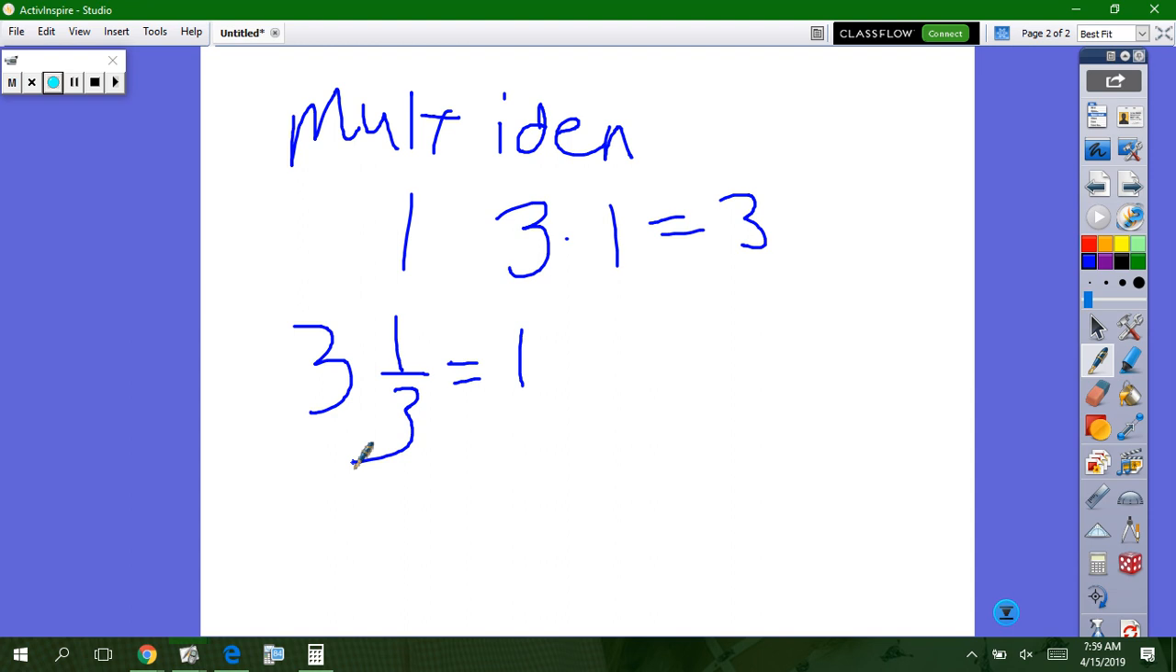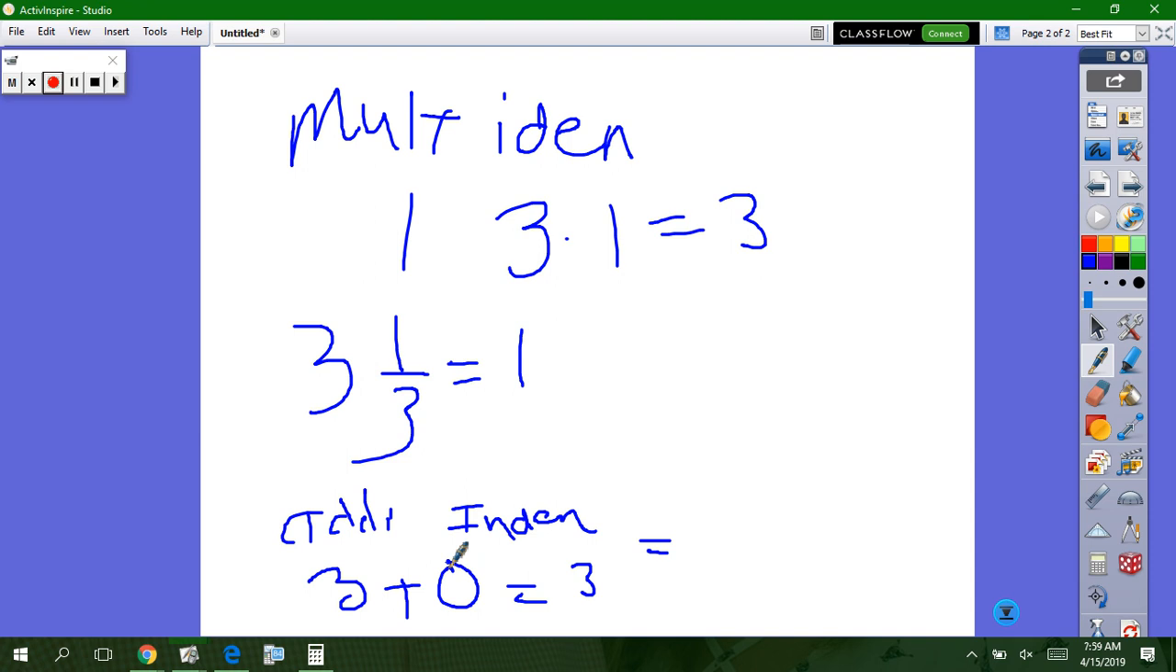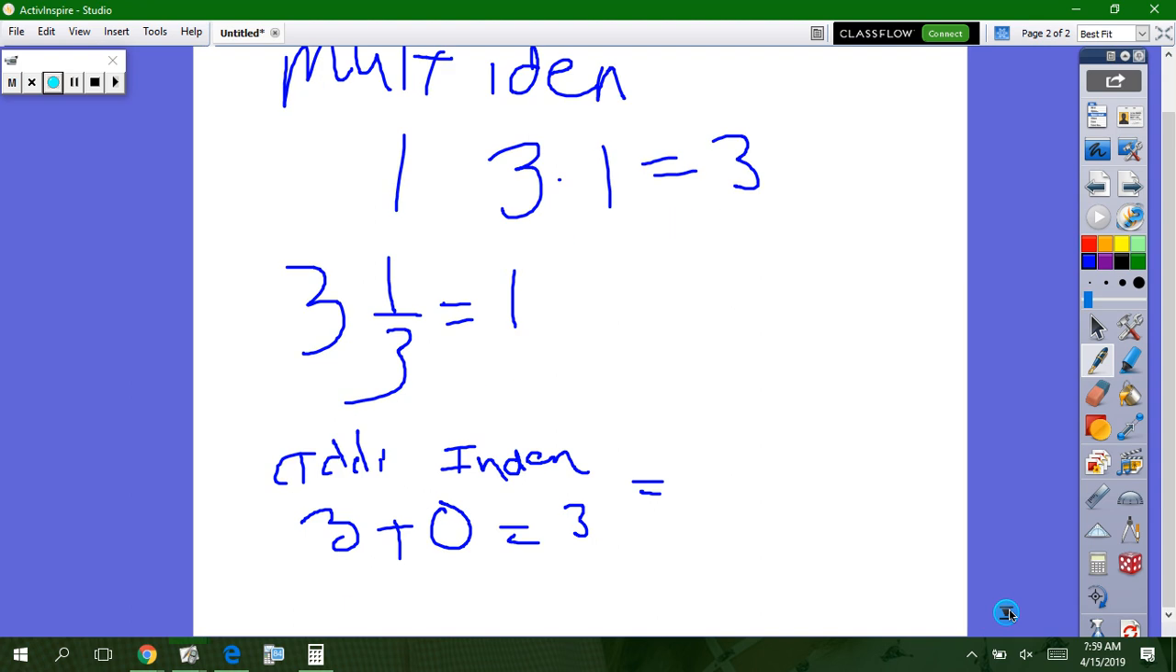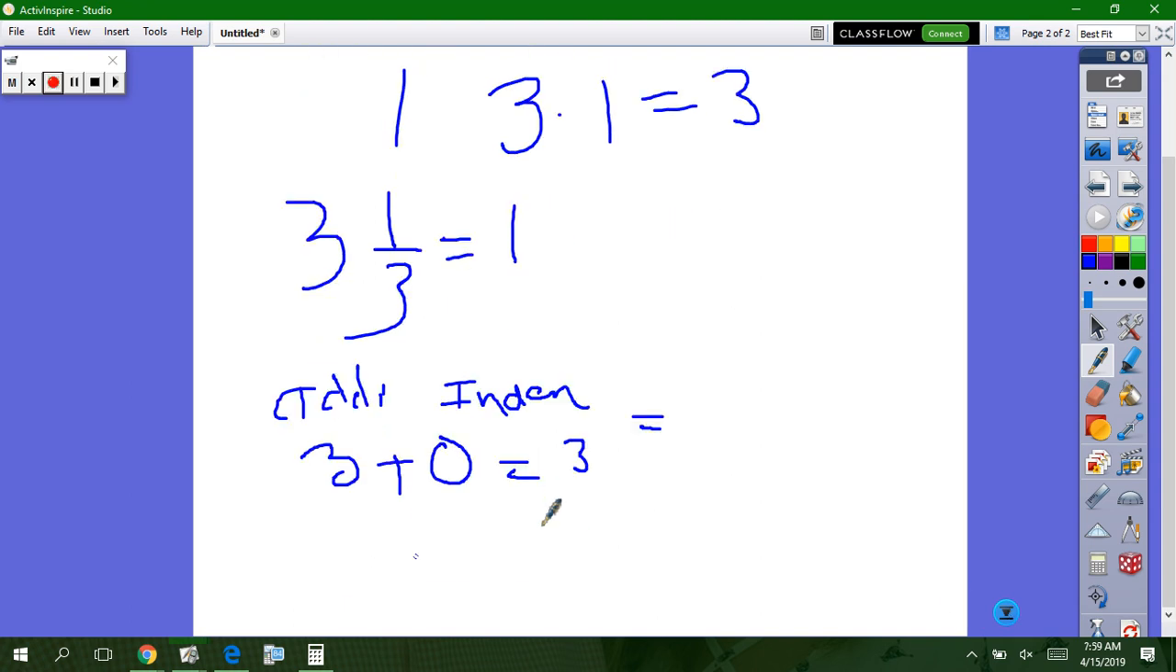Everybody good with that? What is the additive identity? Anybody know? 3 plus what gives me 3? So 0 is our additive identity, correct? Would you guys agree with that? Yes, no, maybe so. Okay. So once again, when I add inverses together, because these would be inverses when I'm talking about addition, 3 and negative 3 would get me to my additive identity, correct?